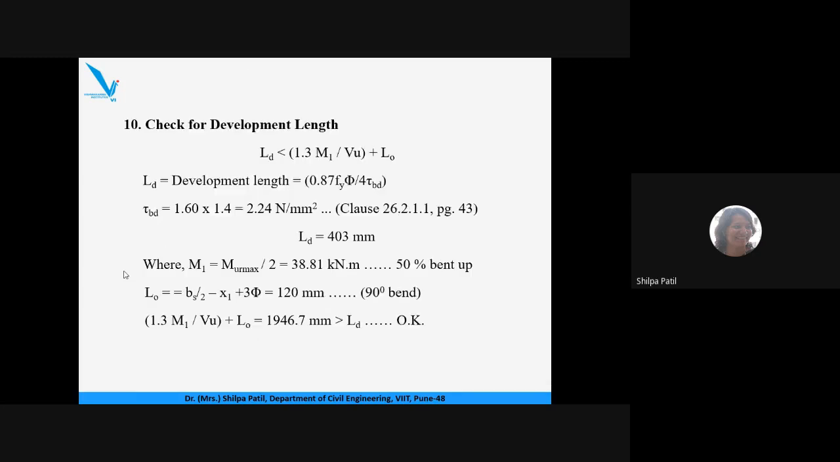Okay. And the last step is check for development length. Again, we have already discussed these formulas: Ld, and this should be less than 1.3 M1 upon Vu plus L0.